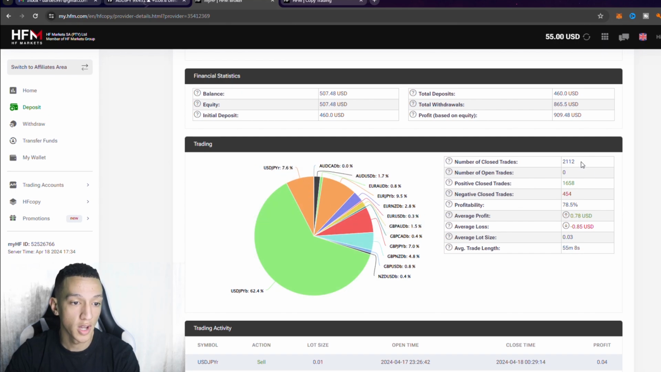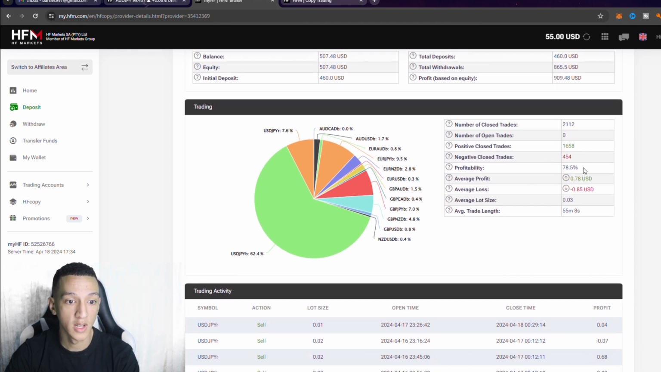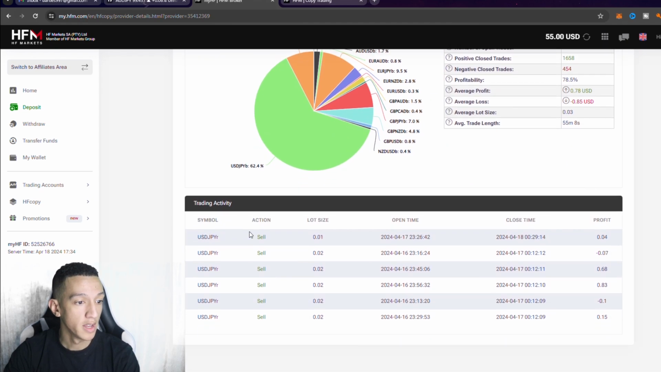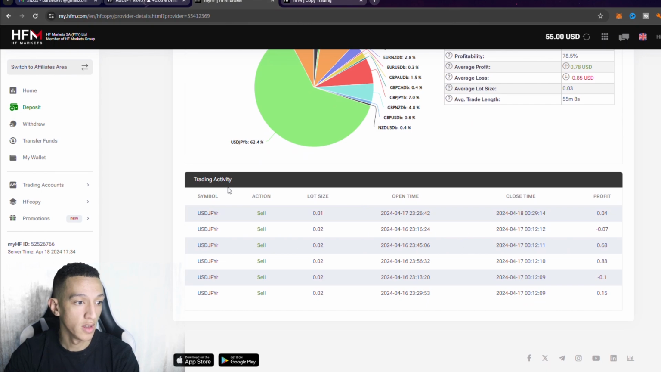Number of closed trades was 2,000. Number of open trades is 0, so they have no open trades at the current moment. Profitability is 78% over the whole time period. And this is just more profit and loss of the trading activity for the past 6 months.